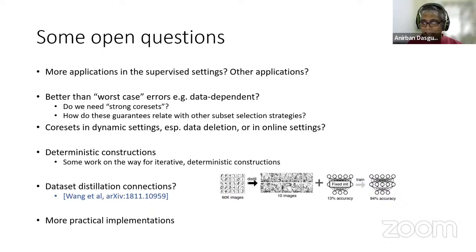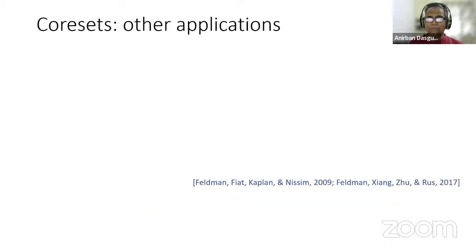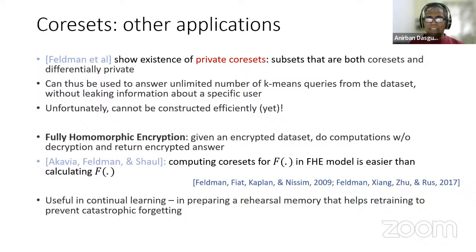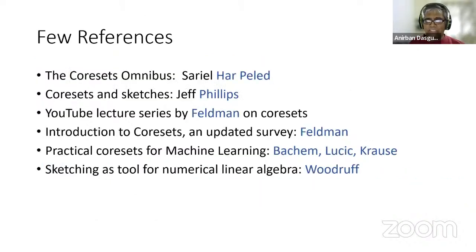Okay, and more importantly, I feel that one of the things that is lacking is more practical implementation. That's something that we're also working on: there should be a library that people are able to use, just like SciPy, NumPy, etc. And we don't really have that. Anyway, there are also lots of other applications. As I mentioned, there are very interesting applications in privacy, in things like fully homomorphic encryption, and continual learning. That's something I mentioned: preparing a rehearsal memory that helps pre-training in order to prevent catastrophic forgetting. We can go over these based on your questions.